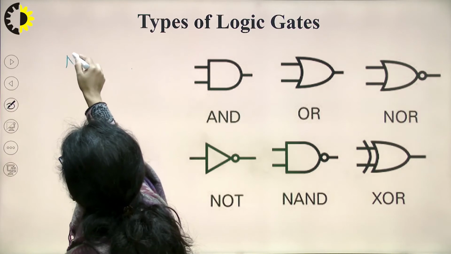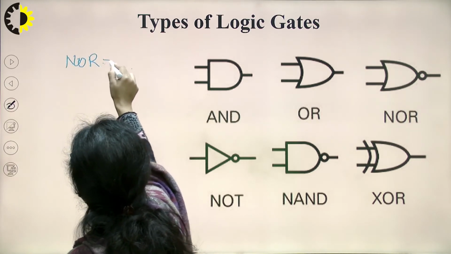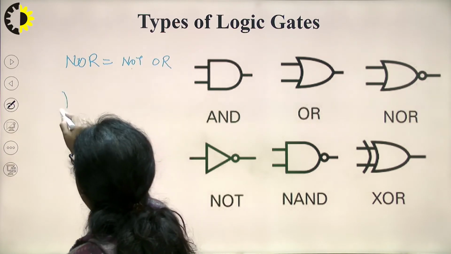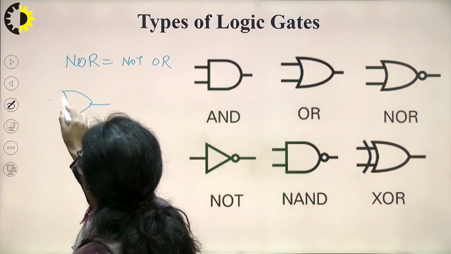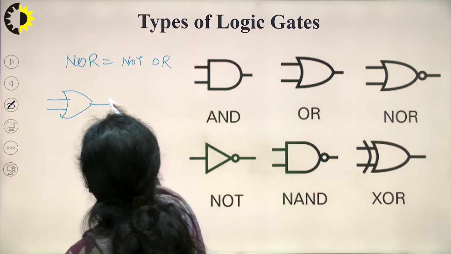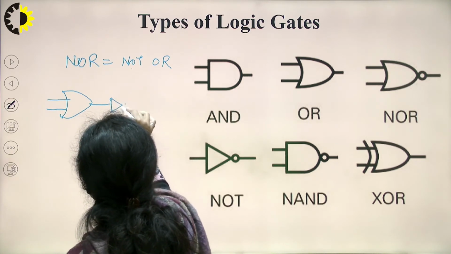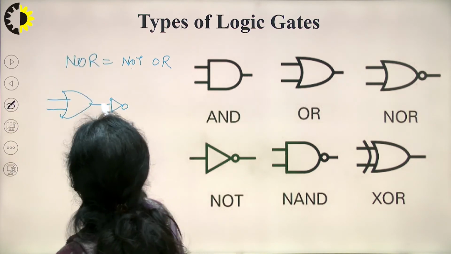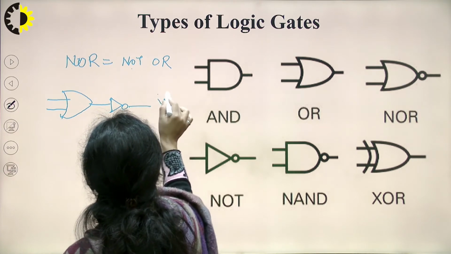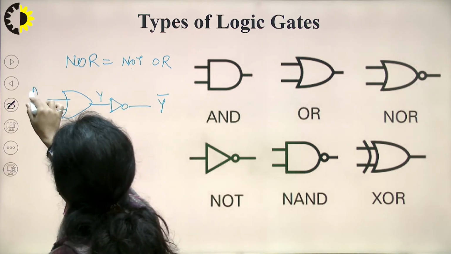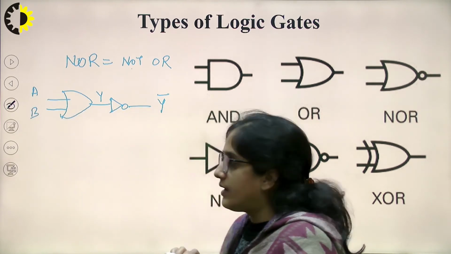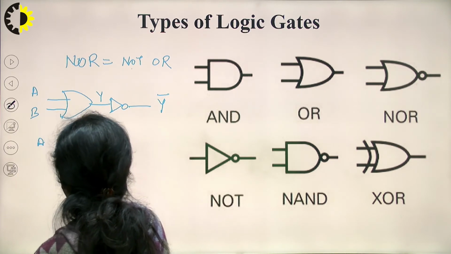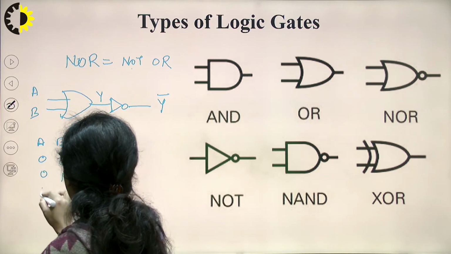So, like NAND, we can do the same for NOR. NOR is nothing but NOT OR. Okay, and we can have a symbol, an OR operation and a complemented output Y, with inputs A and B. Okay. So now in this case A and B are the inputs, Y is the output. So, 0 0, 0 1, 1 0, 1 1.